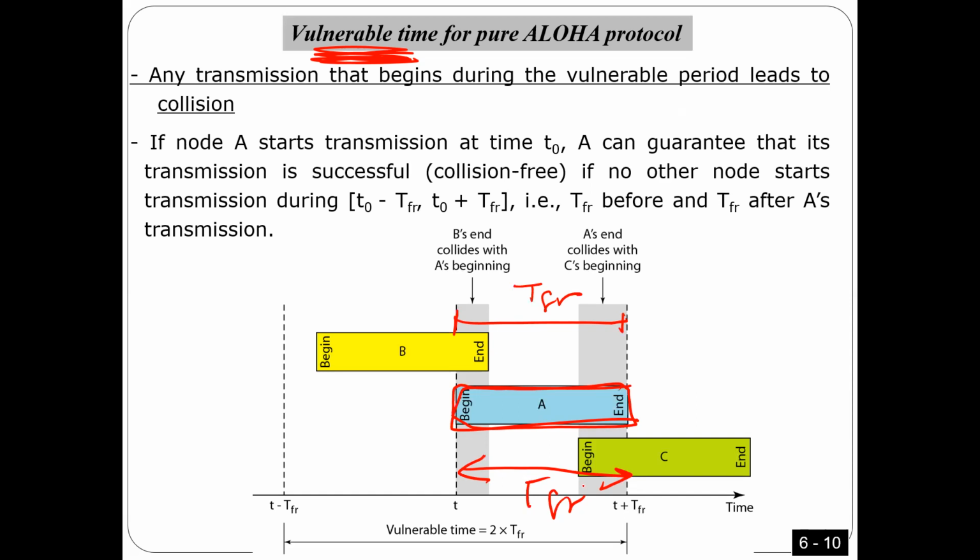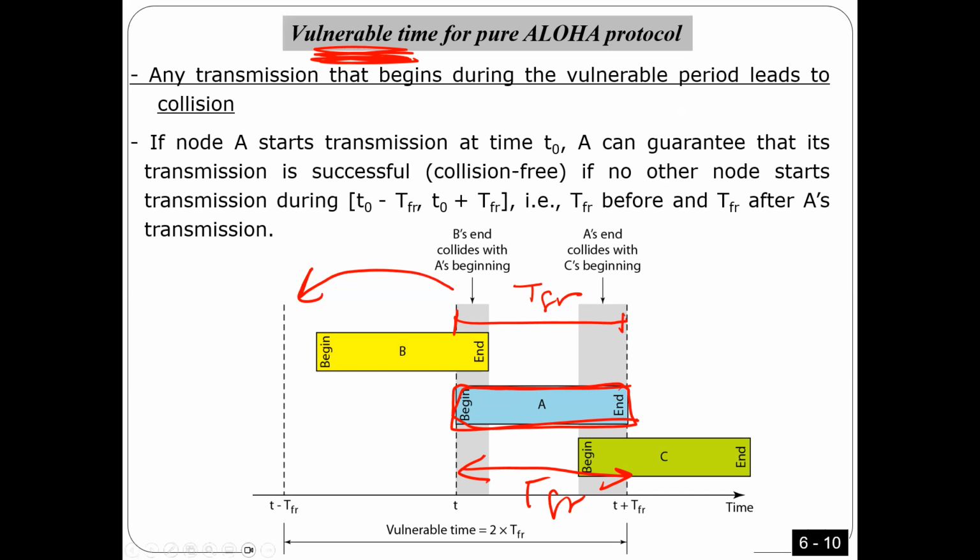Also, I have to make sure no one has already started transmission TFR before it, to avoid any partial overlap. So no transmission should happen during this period TFR, and also no transmission has already started TFR before it. Like this one, this one already started before it. This one started after it. So that means the vulnerability period here.